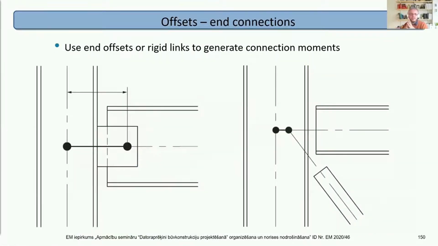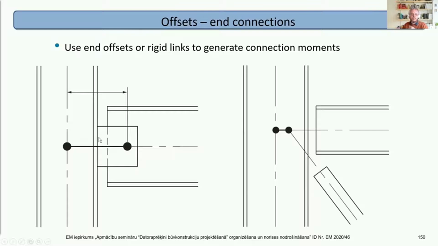So to induce the connection moments, generally you would use an end offset if your software has those, or use rigid links. Now, the actual dimension of the offset, the rigid link, depends a lot on what you're modeling. So if you're modeling the beam, it might be coming in and it might have an end plate or a bolted thin plate or something like that. And so what should the distance be?